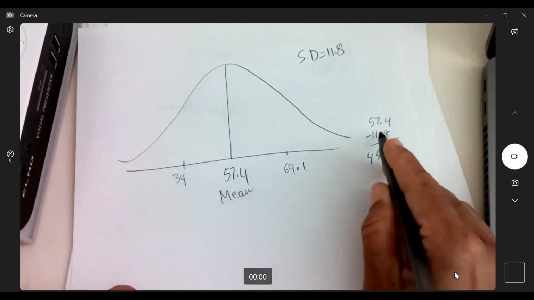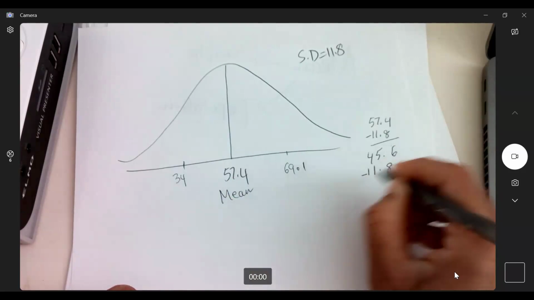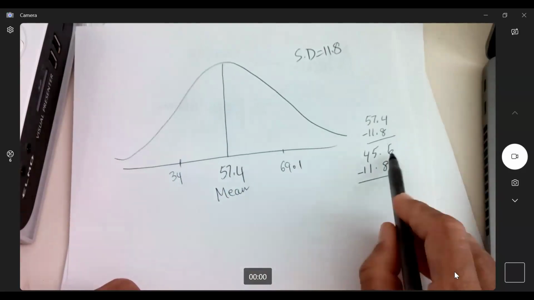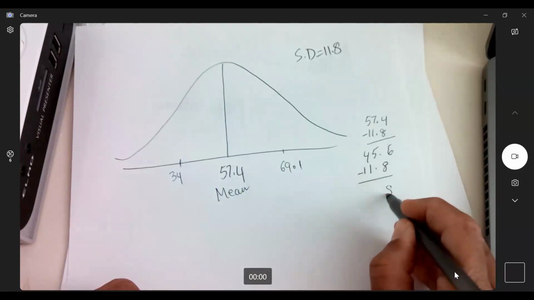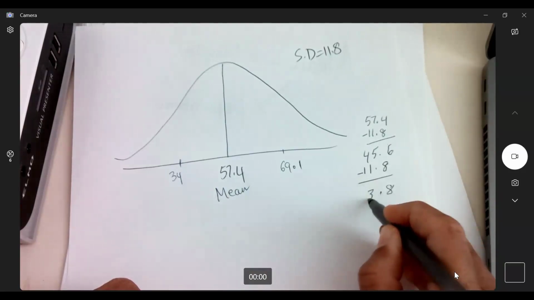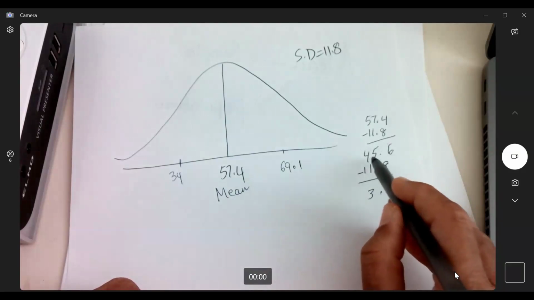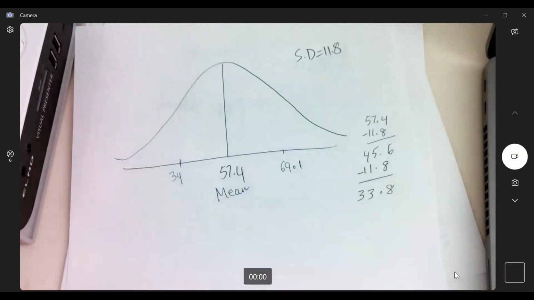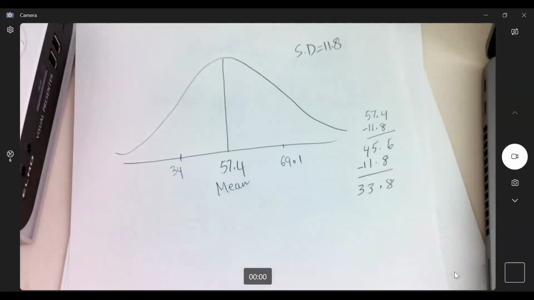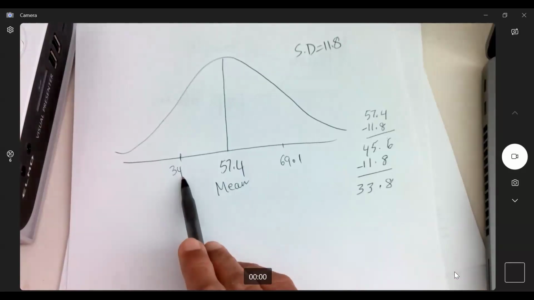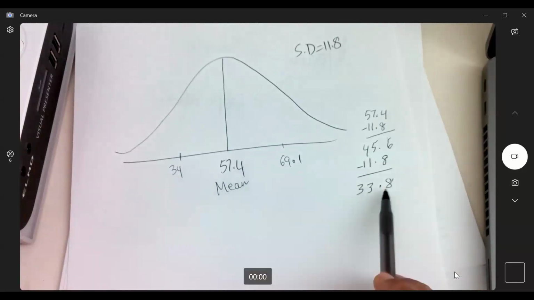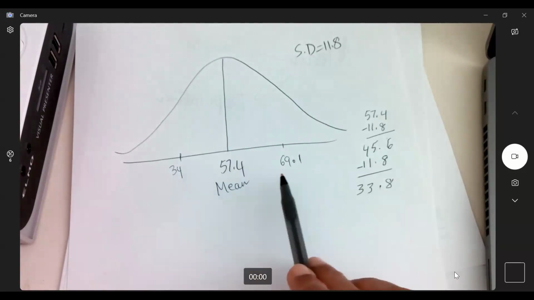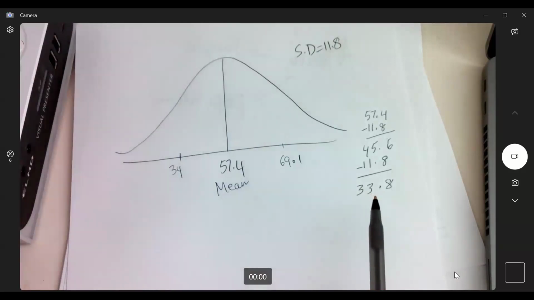If I go another standard deviation, so 2 standard deviations down, it's going to be 33.8. And I am supposed to be in between 34 and 69. So it's not clearly giving me the empirical rule, how I can quickly convert that to 1 standard deviation down or 2 standard deviations down and all that. There is a calculator route for that available that we will do.